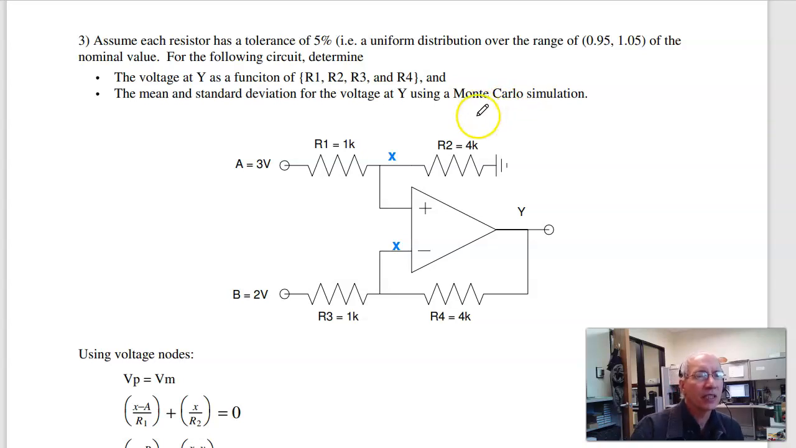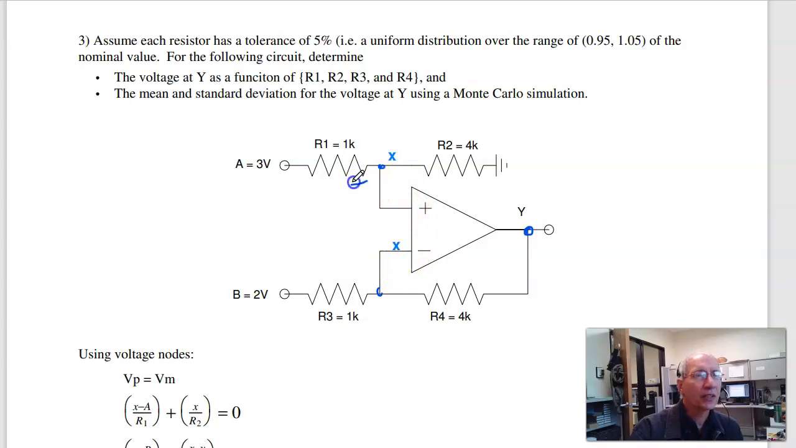To start out, I need to find out what's the relationship between y and the resistors. And there's a couple ways of doing that. One approach is I can write voltage nodes. I've got 1, 2, 3 unknown voltages, I need 3 equations for 3 unknowns. The first equation, for an op-amp with a negative feedback, V plus equals V minus. So let's do that, calling that X. I need 2 more equations.